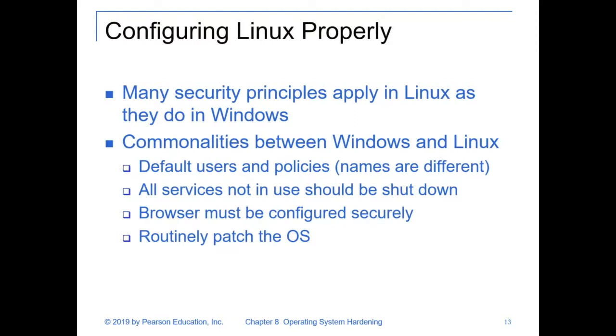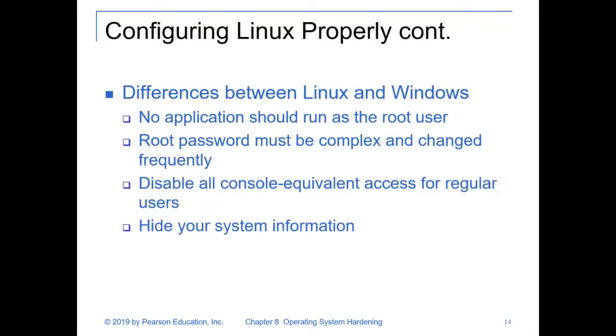Many of the security principles that are applied in Linux are the same as in Windows, so you'll make sure that some of the common things, default users and policies, are turned off. Services not in use should be shut down. Make sure that you have your browsers configured securely, and also routinely patch your operating system. Some differences between Linux and Windows is that no application should run as the root user. Root passwords must be complex and changed frequently. You also want to disable all console equivalent access for regular users and hide system information in Linux.